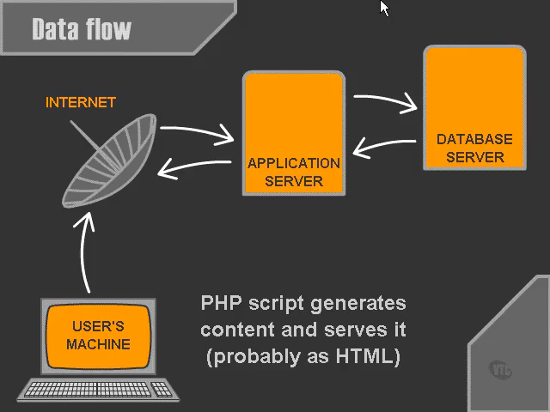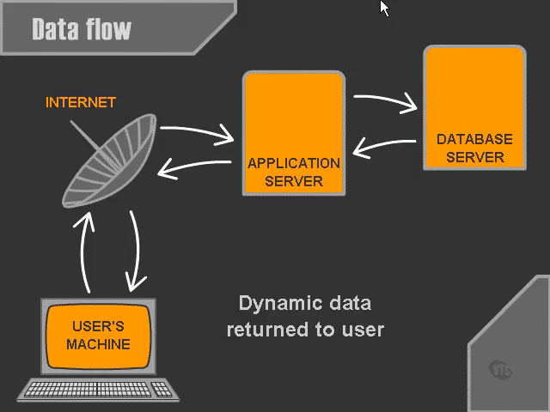So the content is returned via the internet to the user's machine based on their choices and the structure that we set up in our PHP scripts. This is basically how the dynamic web works. In our next movie, we're going to look at the tools that you'll need to start creating your own dynamic web architecture.